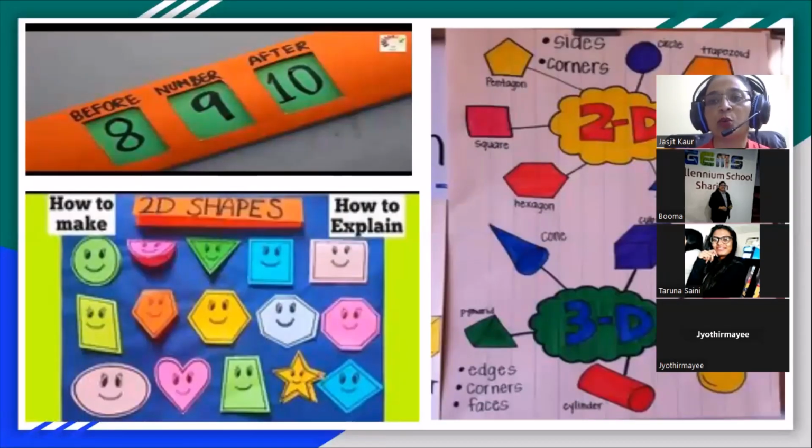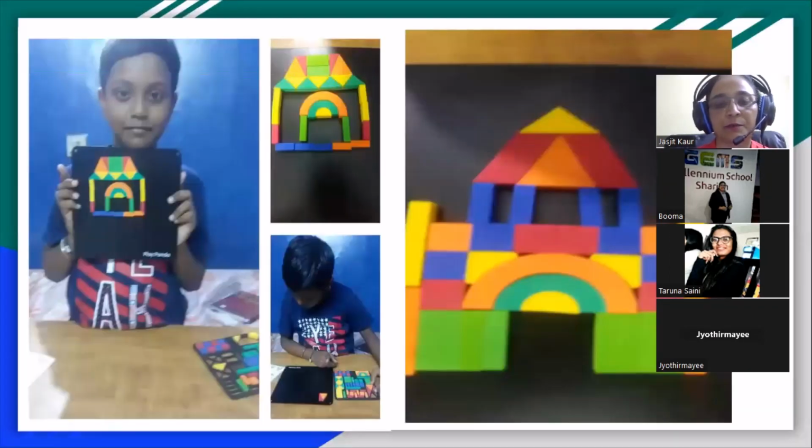Just see how to explain to the student the concept of the numbers before and after. 2D shapes are there. 3D shapes are there. So with the help of the manipulatives, we can clear the concepts of the students. With this, again with the help of the manipulatives, ask them to create their own images. Let them explore it.